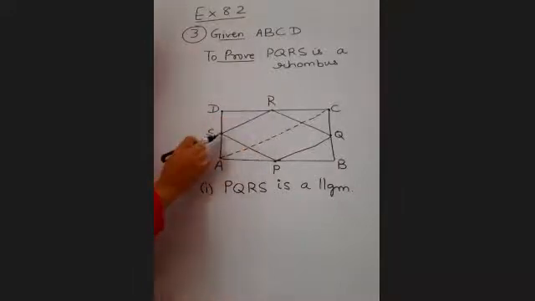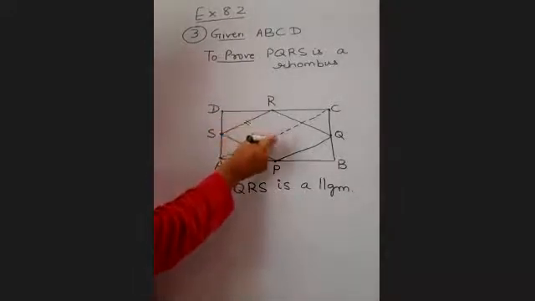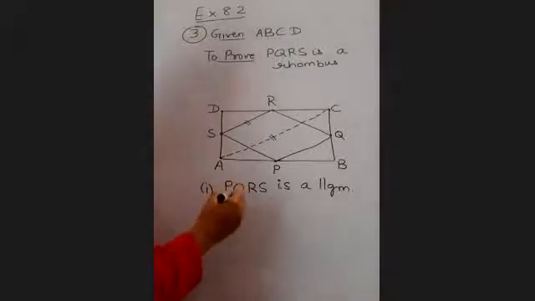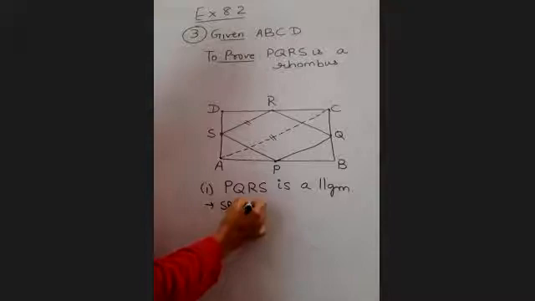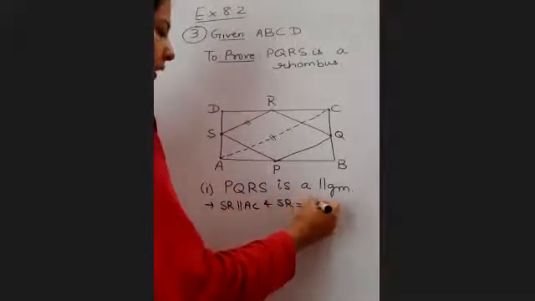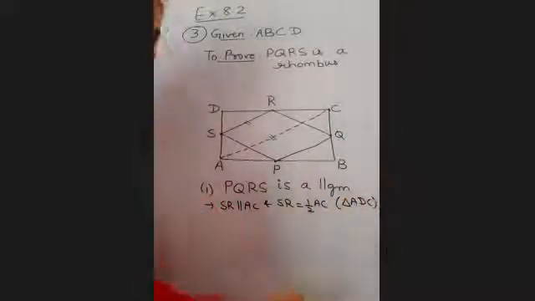Now in triangle ADC, SR is a line segment joining midpoints. Therefore, SR must be parallel to AC and also equal to half of AC. So SR is parallel to AC and SR equals half of AC. This is in triangle ADC.